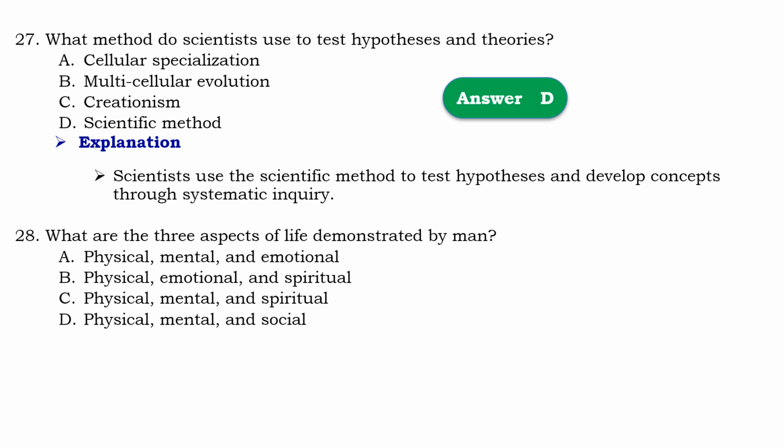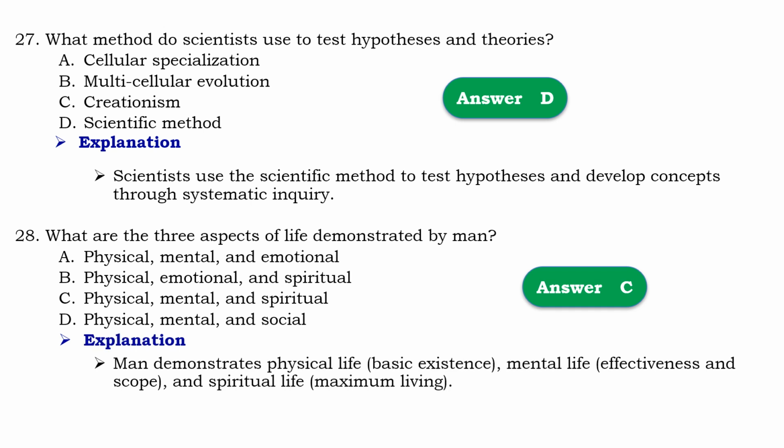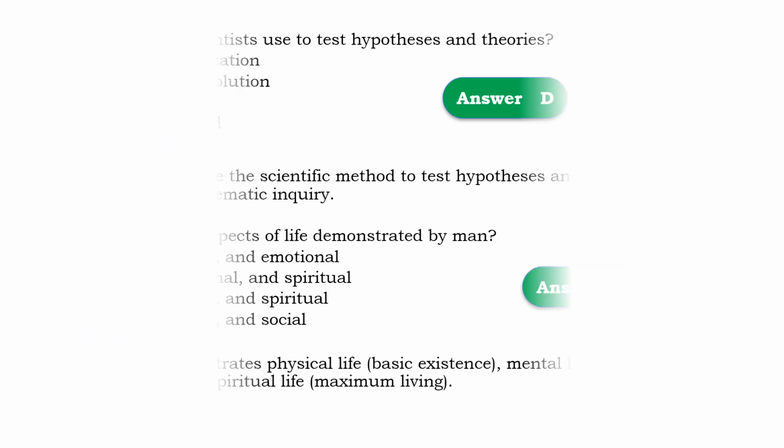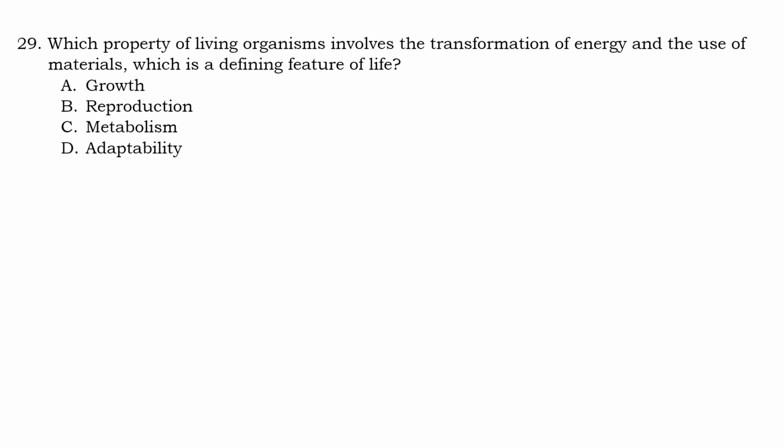Question number 28. What are the 3 aspects of life demonstrated by man? ሰው ልጅ እቺን ህይወት አስፔክቱን እንዴት ዴሞንስትሬት ሶስቱ አስፔክቶቹ እንደማን ዴሞንስትሬት እንዳደረገው የትኞቹ ናቸው ይላል so that should be physical, mental and spiritual. Means that man demonstrate physical life means basic existence and mental life effectiveness and scope and spiritual life maximum living.